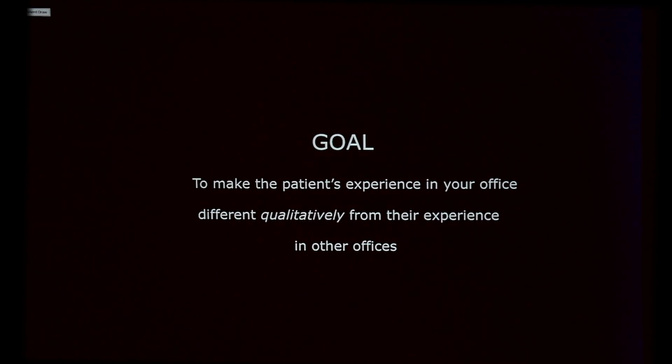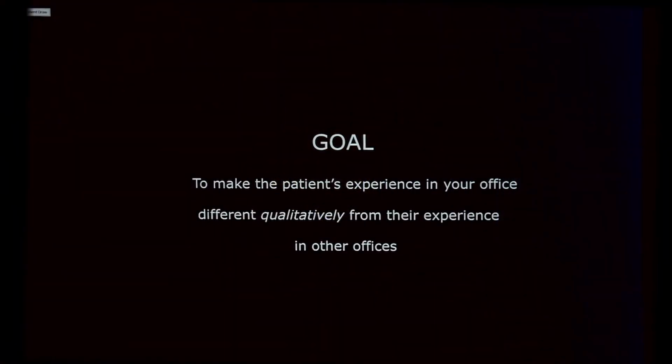So let's start out with what it is that you're trying to accomplish when you talk with a patient. And I make this statement: my goal when I have a new patient in the office is to make that patient's experience different qualitatively from any experience they have in any other endodontic office. If you can do that, you'll be successful. So that's really what you're trying to do, to make that experience different, better, more meaningful, higher value. It's easy to say this, but it's hard to do.